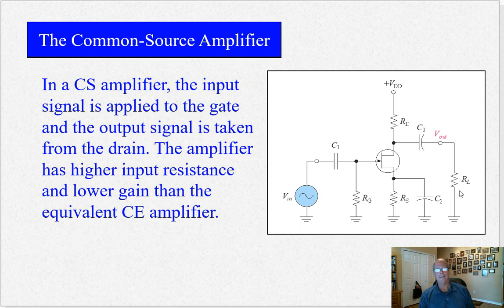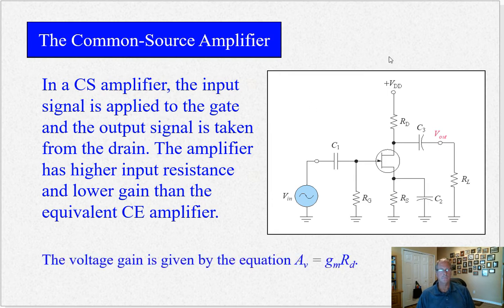The gain is not quite as high for this common source amplifier, but it's still certainly useful and practical. And here's the voltage gain down here: the transconductance times RD. Now this RD here is the drain resistor in combination with the load resistor. We'll see a little equation for that later. It's basically the parallel combination of the load resistor and the drain resistor.